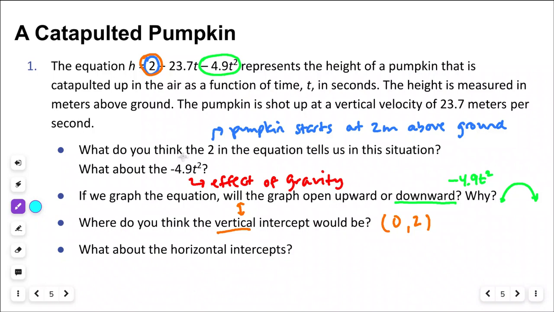And so based on what I have so far, I don't know that. For this, I'm going to just write I need factored form, or I need the graph. If I had the graph, I could figure that out too. But based on what I've got here, I don't have enough information to know where those horizontal intercepts are.